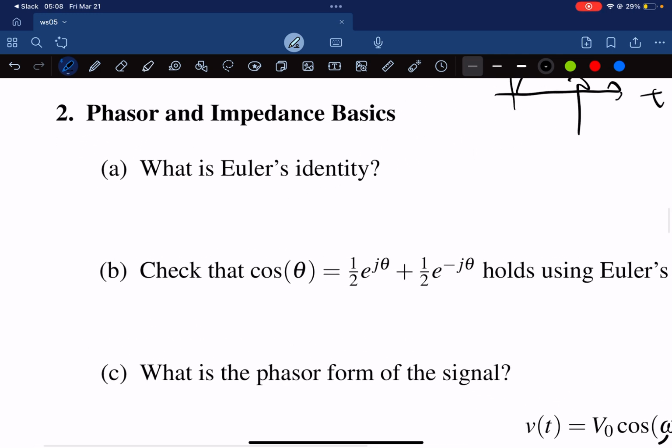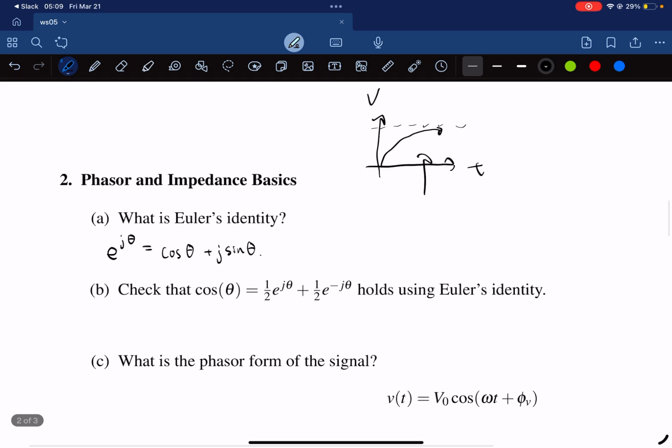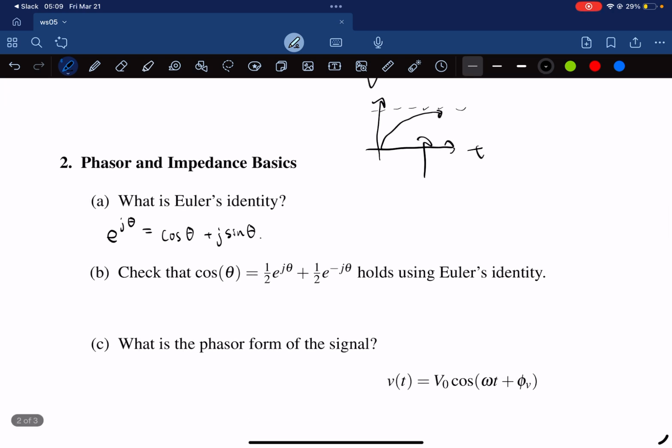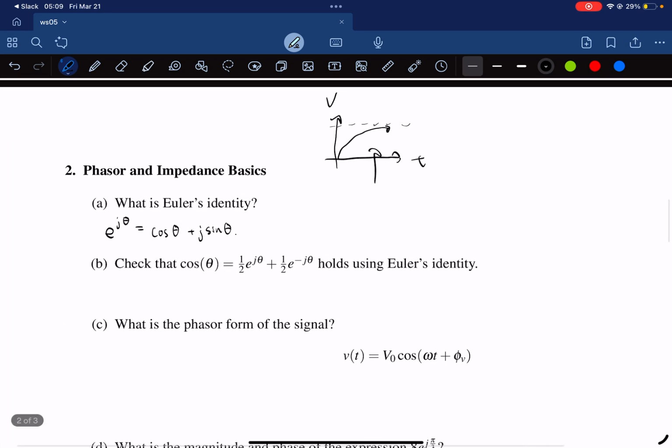Euler's identity, this is just the statement of it. e to the j theta is equal to cosine of theta plus j times sine of theta. Okay. And the proof of this was maybe covered in lecture, I'm not too sure, but if you Google this online, it really shouldn't be too much of a problem to find a proof. The second part is to check that cosine of theta equals this expression, and in order to do that, all we need is Euler's identity. Again, by the way, if you need to pause at any point, please do, honestly. But let's just go ahead and get started.